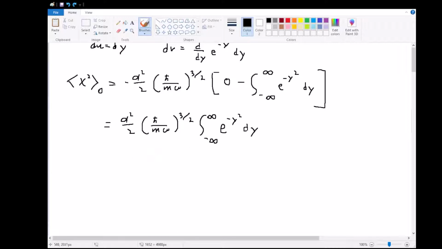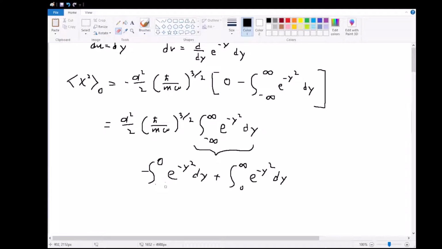Just as a quick digression, I'm going to mention this once, and then every time we encounter this again for the rest of this video, I'm just going to skip over it. This can be rewritten as an integral from negative infinity to 0 of e to the negative y squared dy, plus the integral from 0 to infinity of e to the negative y squared dy. We can then add a negative at the front of this first integral and reverse the bounds, so that instead of negative infinity to 0, we go from 0 to negative infinity.